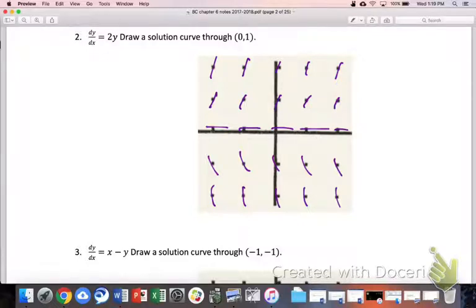So here is the pattern. Whenever your differential equation, dy/dx, depends only on y, you should have a horizontal pattern, all of the little tick marks should have the same slope, right? Now, as far as a solution curve goes, a solution curve through the point (0, 1), we're kind of left to assume that that's (0, 1) right there.